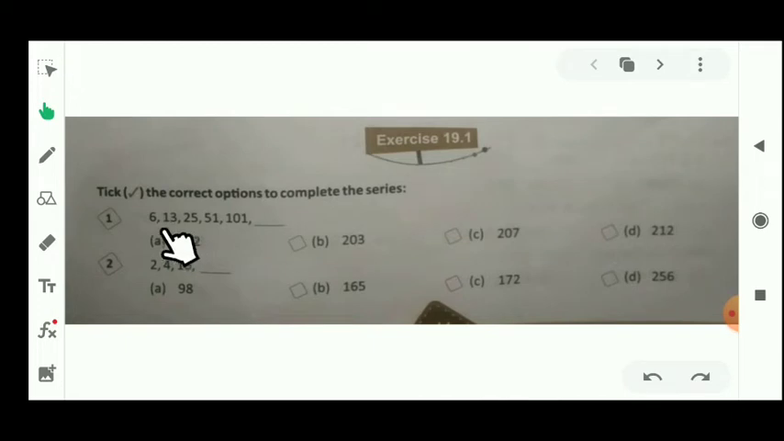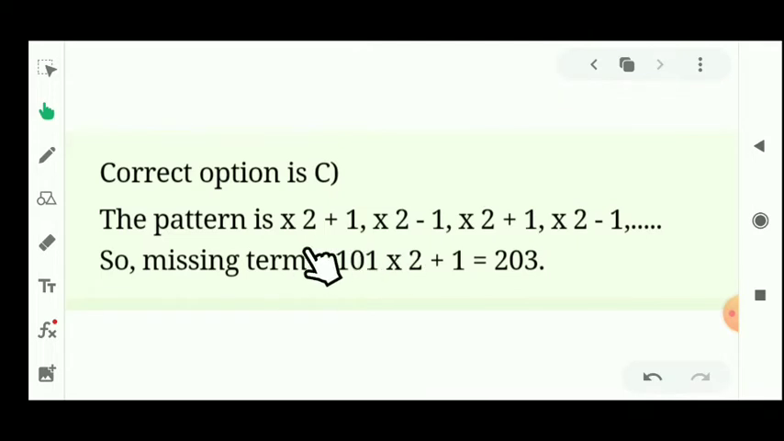6, 13: when we multiply 6 by 2, that means 12, plus 1, it is 13. Similarly, for 25, 13 multiplied by 2 is 26, and when we subtract 1, it will be 25. Similarly, in the next pattern, 25 multiplied by 2 plus 1 will be 51. That means the following pattern will be followed in question number 1: multiply by 2 plus 1, then multiply by 2 minus 1, then again multiply by 2 plus 1, then again multiply by 2 minus 1.